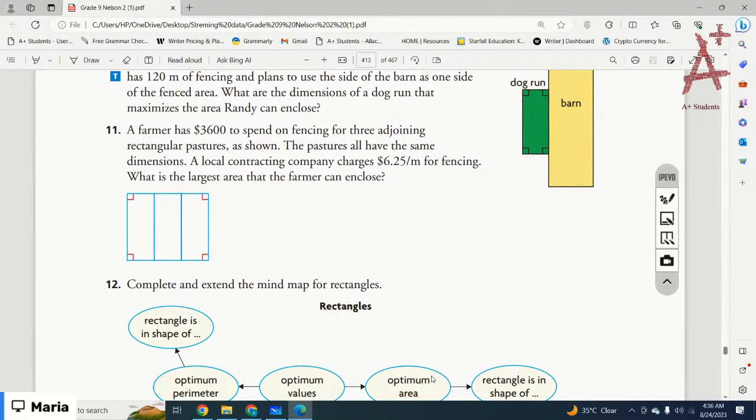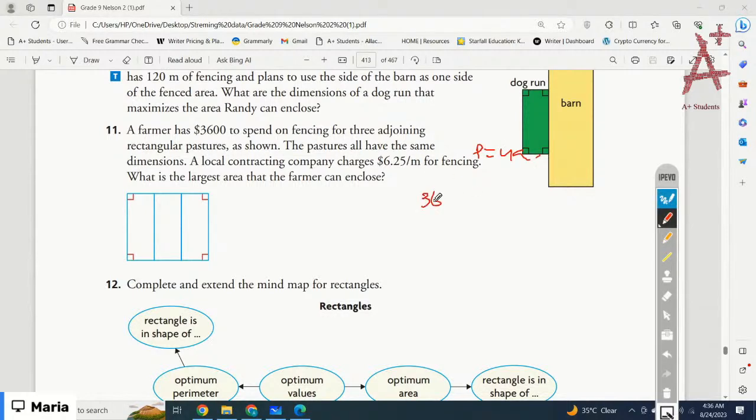$3,600, right? Just divide $3,600 by 6.25. Let me just see. It is 576, right? 576 meters, right? So the $3,600 of fencing at the rate of 6.25 covers 576 meters, right?